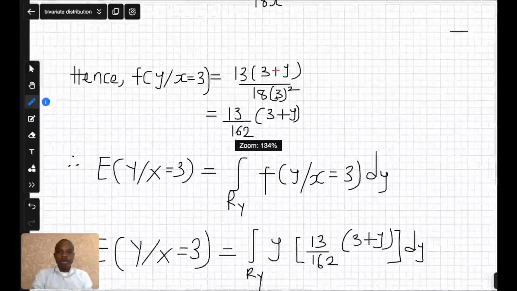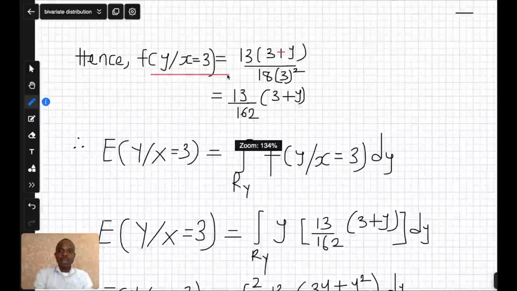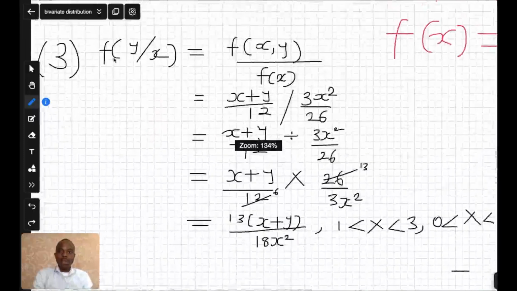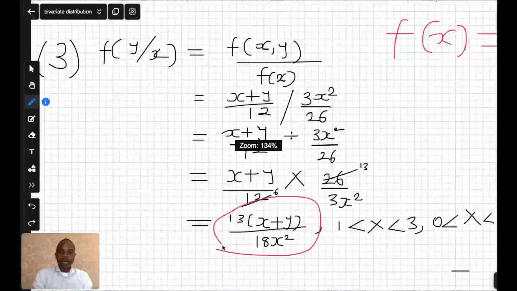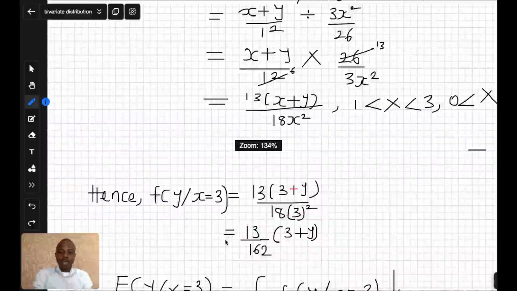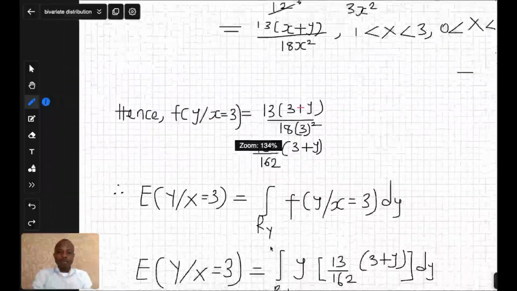And that way we already have the conditional distribution of y given x equals to 3. The conditional distribution of y given x is this. So that's the general one. Now, but specifically, when x is equal to 3, conditioned on the fact that x is equal to 3, we are going to have this one. Now, continuing, we want to obtain the mean.